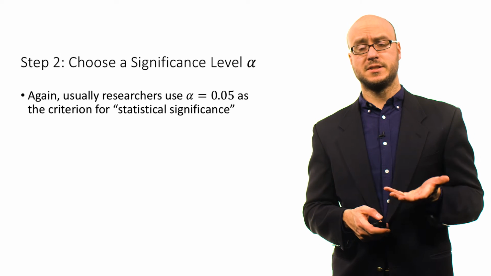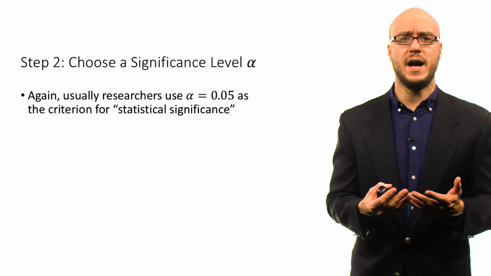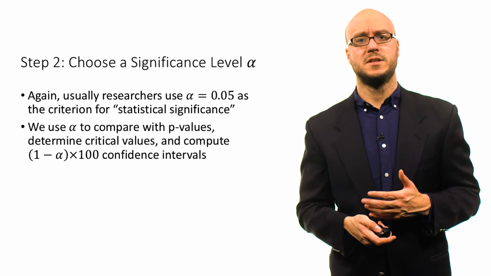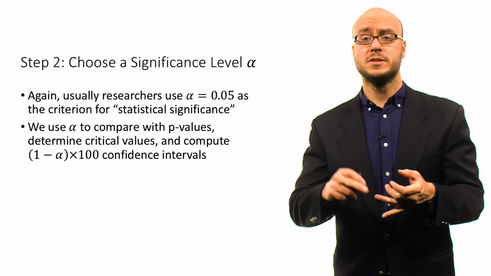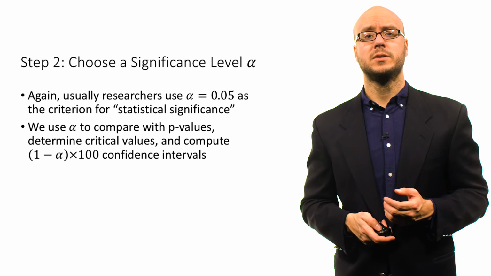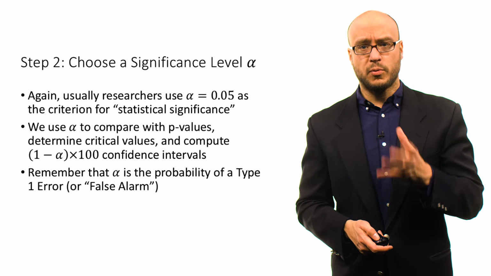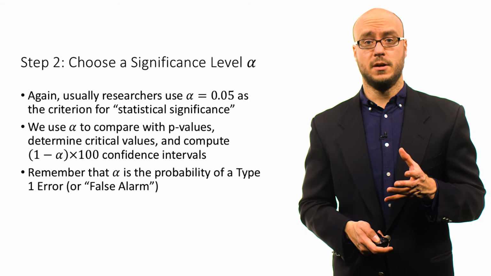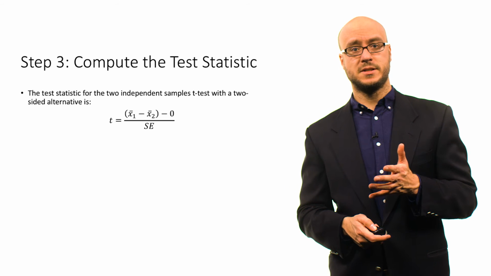Then the next step is to select a significance level. So usually researchers will select alpha of 0.05, and this is the criterion for statistical significance. Again, we will use this alpha level to compare it with p-values, determine critical values, and compute confidence intervals. And again, recall that alpha is the probability of a type 1 error or false alarm. Then the next step is you want to compute the test statistic.